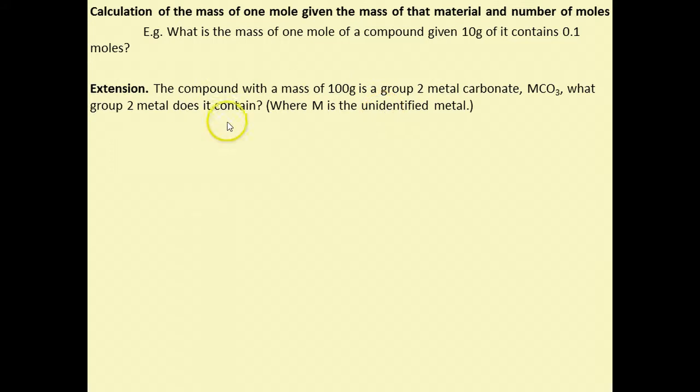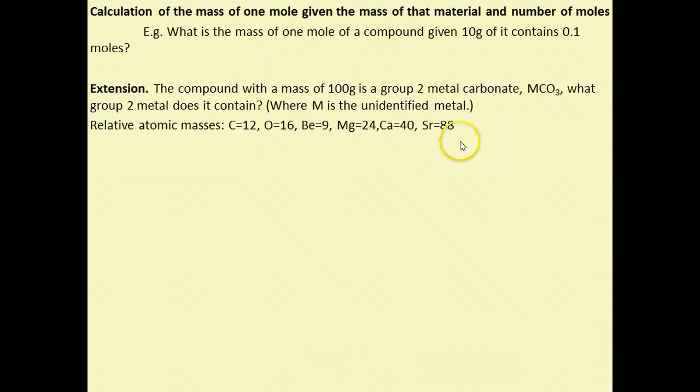Sometimes there may be an extension to this sort of question, which maybe makes it a little bit more interesting. So after having calculated the mass of 1 mole is 100 grams, it states that it's a group 2 metal carbonate. So this would have a general formula like MCO3, so it could be MgCO3, CaCO3. And the question will ask, what group 2 metal does it contain? Some example metals for group 2 are given: strontium, calcium, magnesium, and beryllium.